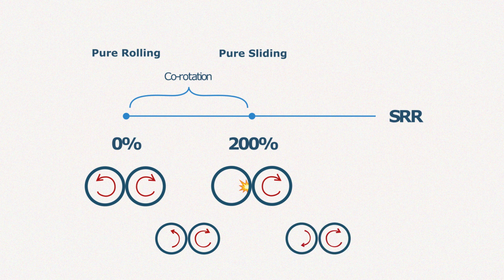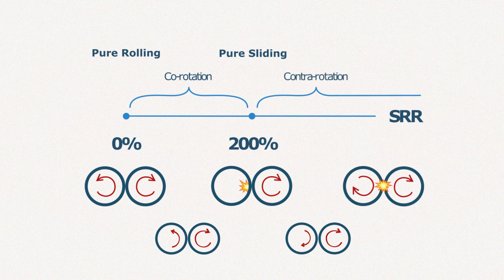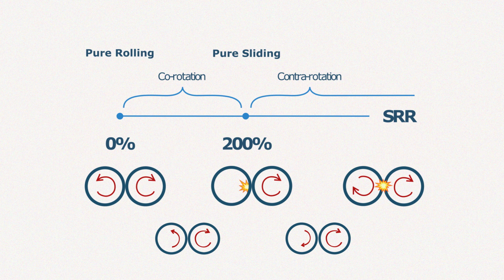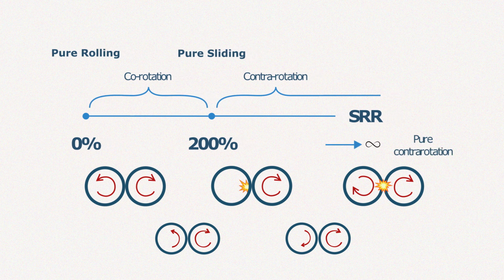To achieve even higher sliding speeds, we can spin the slower surface in the opposite direction. This is called contra-rotation and further reduces the entrainment speed. As the entrainment speed diminishes to 0 and the surface speeds become equal and opposite, slide roll ratio tends to infinity. This condition, while easily achieved in a tribometer, is unusual and highly aggressive, so we don't usually recommend it.